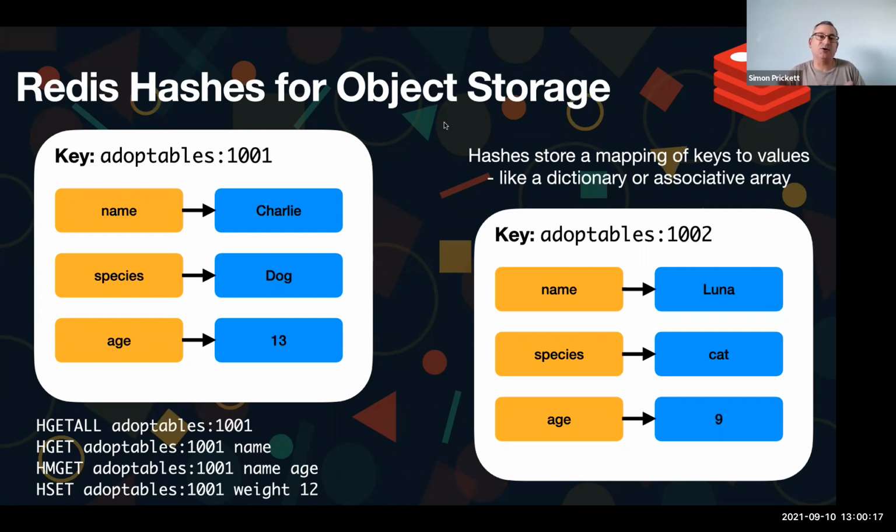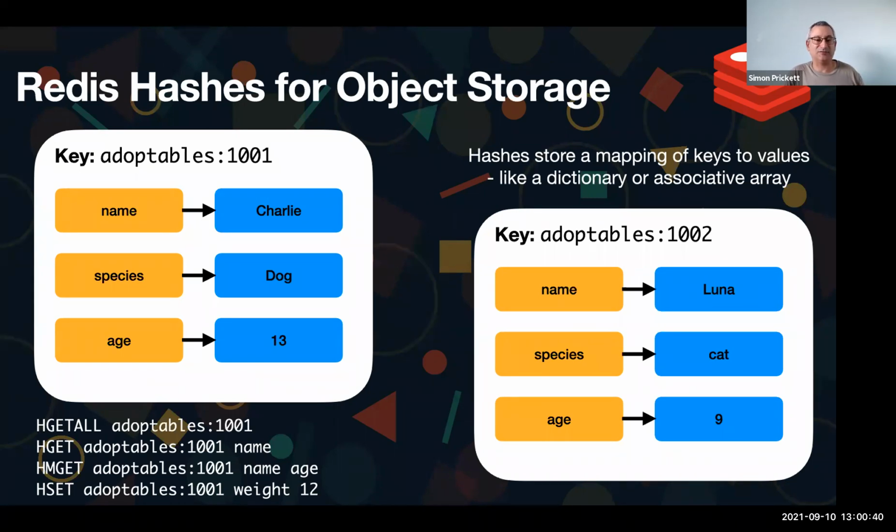So adoptables:1001 is a hash, and in that hash we're saying there's a field called name, and his name's Charlie, and species, he's a dog, and he's 13 years old. And then adoptables:1002 is a 9-year-old cat called Luna. And this is great if we're referring to everything by the ID. So I can do get all adoptables:1001, and I'll get everything about Charlie.